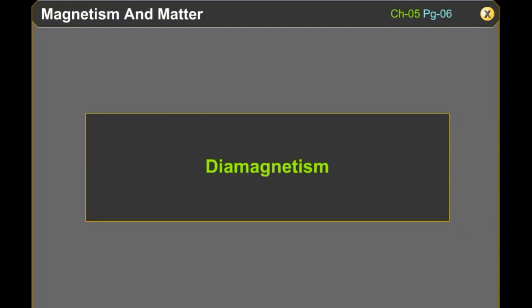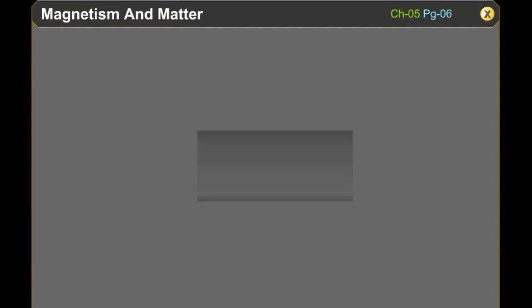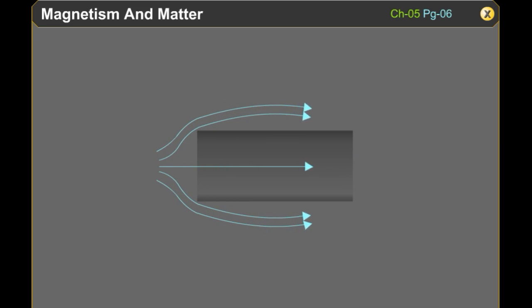Diamagnetism. A bar of diamagnetic material is placed in an external magnetic field. The field lines are repelled or expelled, and the field inside the material is reduced. When placed in a non-uniform magnetic field, the bar will tend to move from high to low field.